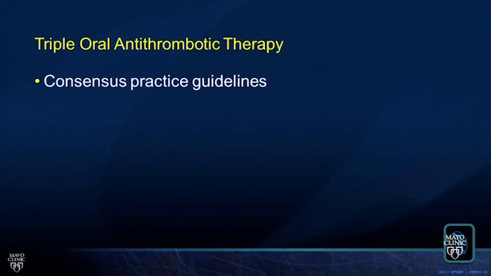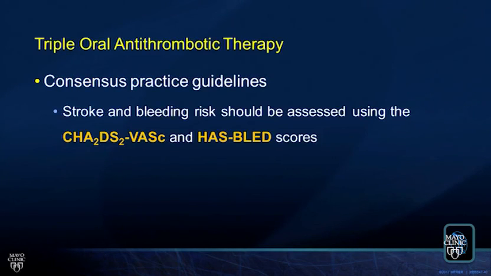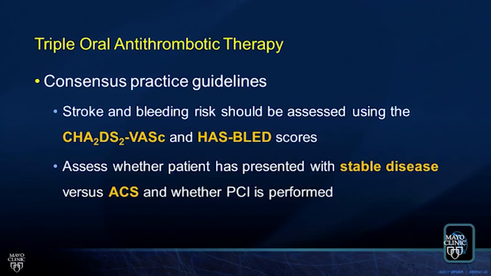In terms of the consensus practice guidelines, we use risk scoring systems to assess risk of thrombotic events versus risk of bleeding. Now, you're all familiar with the CHA2DS2-VASc and HAS-BLED scores, and they're initially designed for atrial fibrillation, but their utility can be extended to other comorbidities. We need to assess whether the patient has presented with stable disease on the one hand versus acute coronary syndrome on the other, and whether percutaneous intervention is performed.